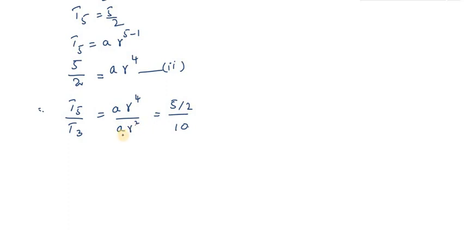We simplify this for finding the value of r. A is cancelled with this a, and the power will be 4 minus 2. The base is the same, so the powers will be subtracted, because r is in the numerator and denominator. So here we get r square is equal to 5 upon 2 into 1 upon 10. So r square is equal to 1 upon 4.